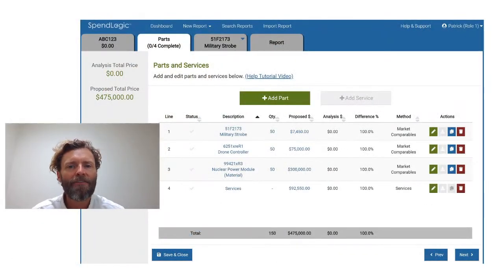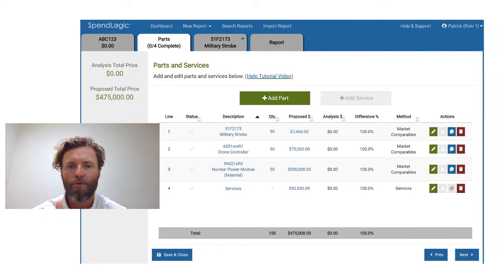Everybody has a different method for doing their price analysis, but more and more are turning to SpendLogic. This is what it would look like in SpendLogic if you were to do this. Now, you can't do a price analysis, we've determined, on the overall item because there's nothing to compare it to. Every price analysis is a comparison of known pricing to something unknown.